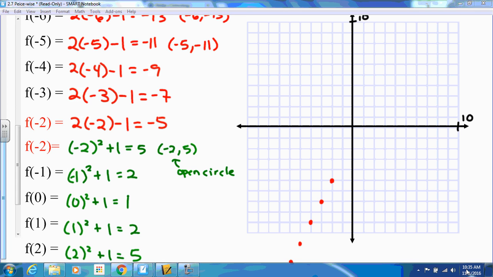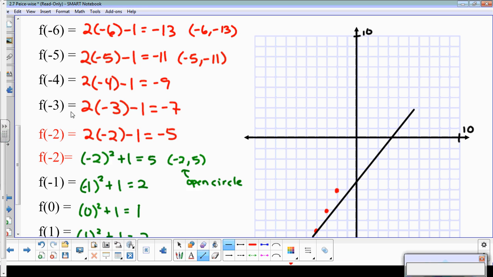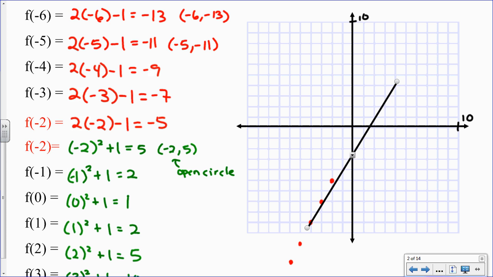So if I were to connect these with a line, so graphing piecewise functions, you're going to want to use a pencil because a lot of times it's easier to graph and then erase parts that aren't needed. So if I were to just connect these with a line without really paying attention to what it tells me about the domain, here's the line that I would get. But I know that x is less than or equal to -2. So here's where x is -2, and then I want less than.